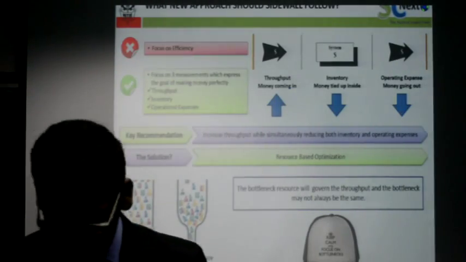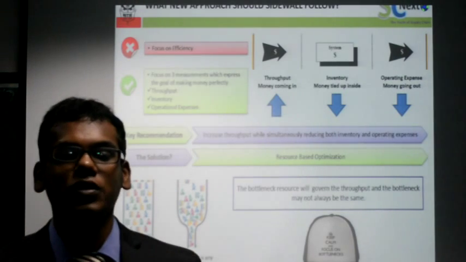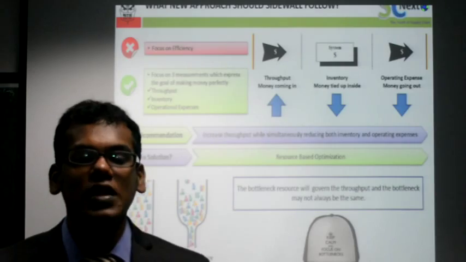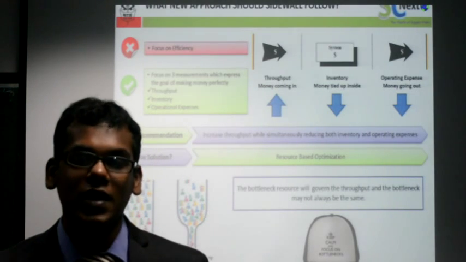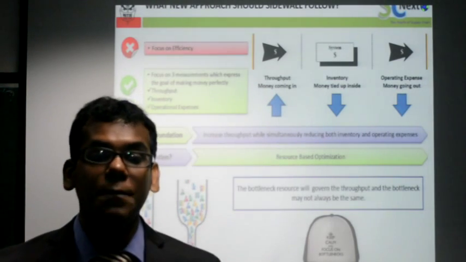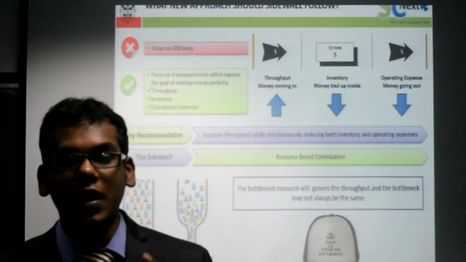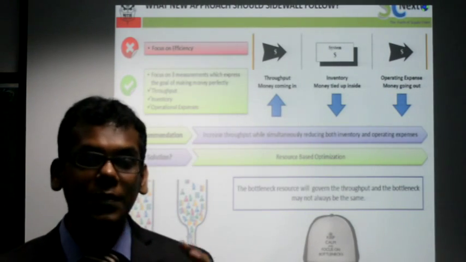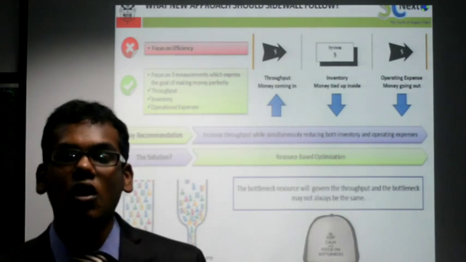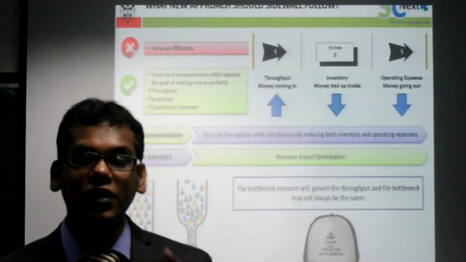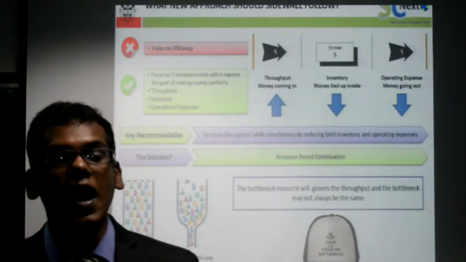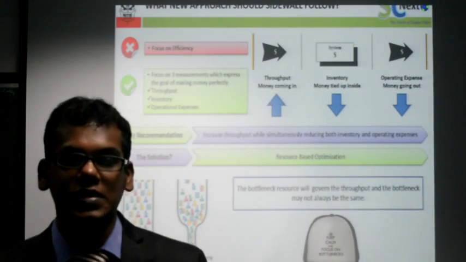Thank you, Balaji. The next question we are going to talk about is what new approach should Sidewall follow. First of all, Sidewall should focus on making money and stop assuming that making people work and making money are the same thing. For it to make money, it should focus on three measurements which express the goal of making money perfectly. The first one is the throughput. The second one is the inventory. And the third one is the operational expenses.